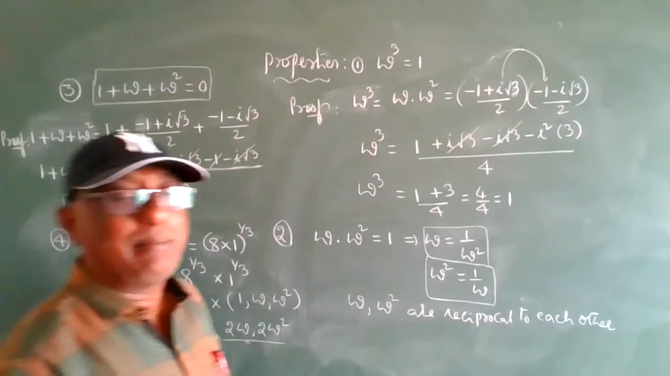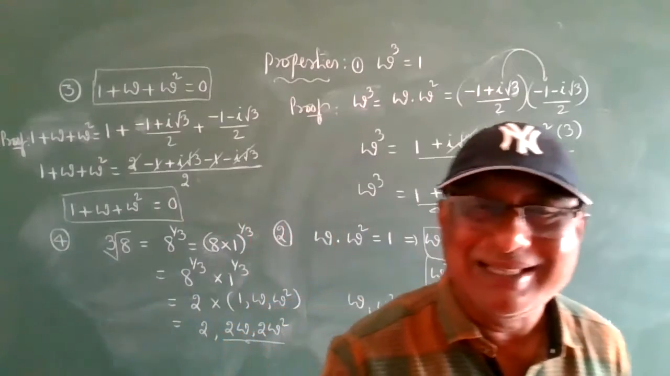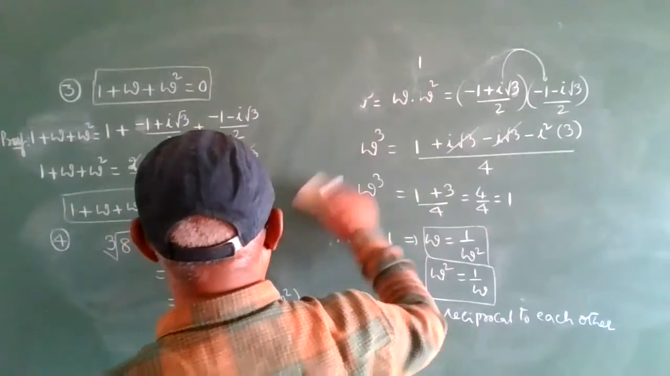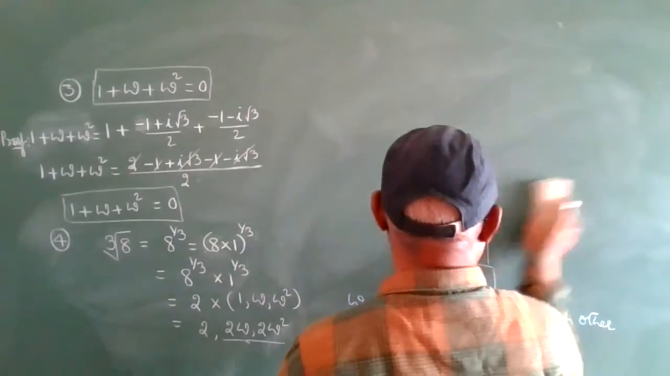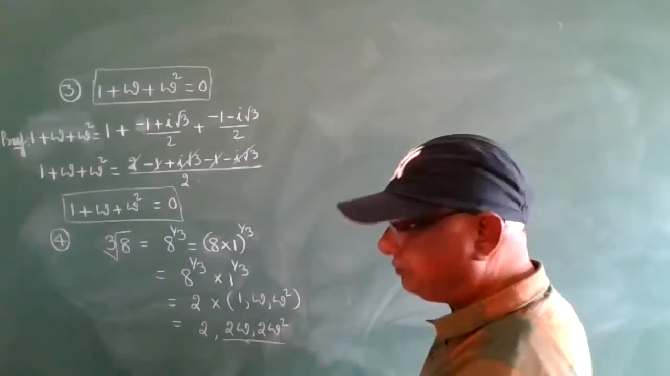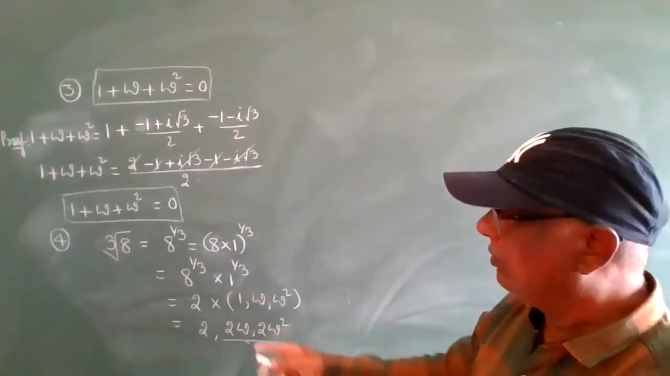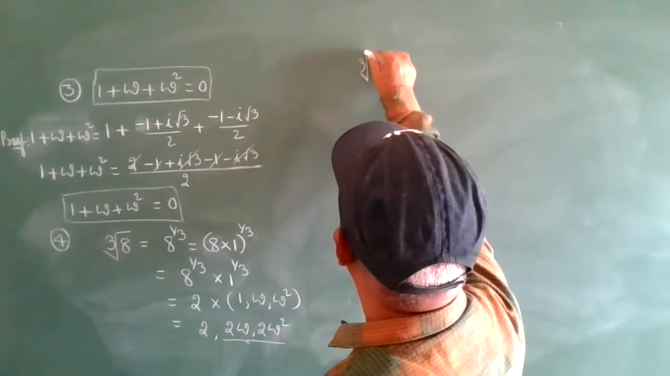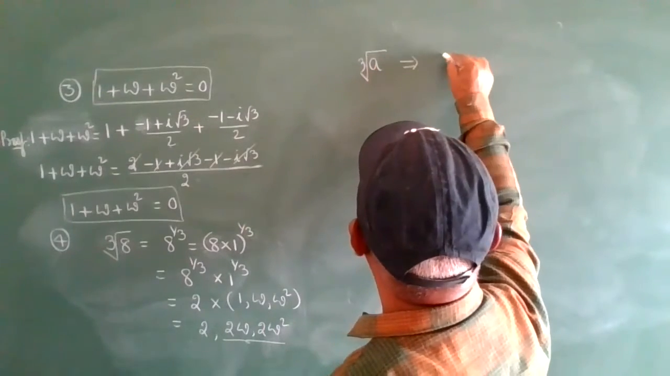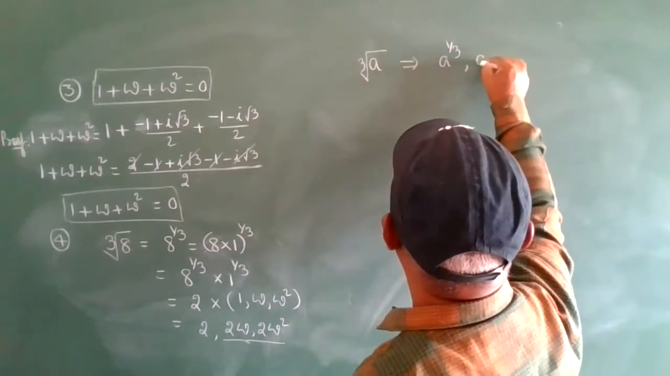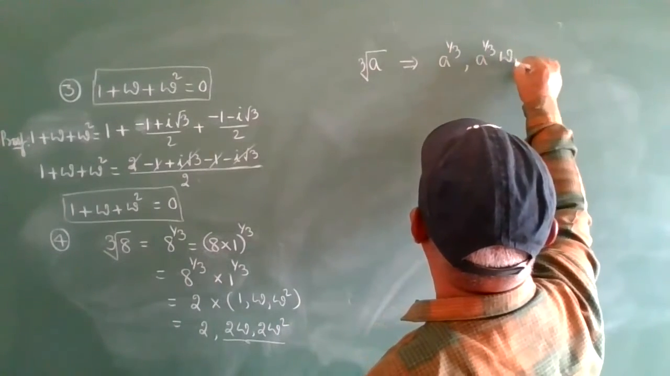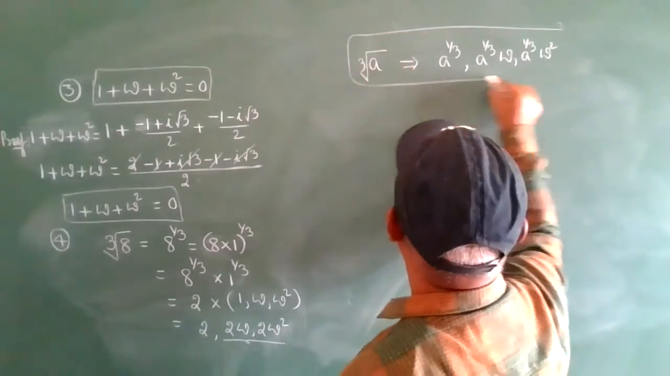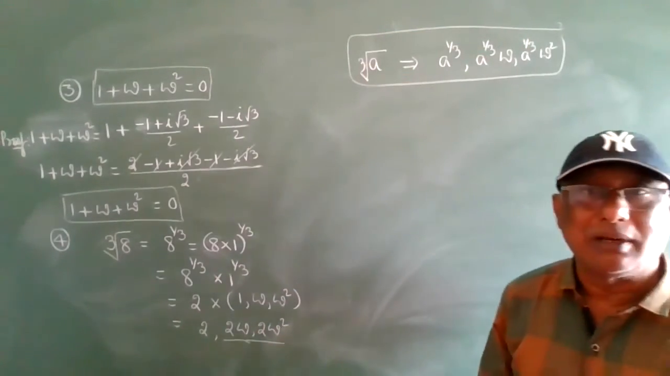So any real number represented in the complex number is in this form only. What is the point? The cube root of any real number a should be represented in the complex number as a to the power of 1 by 3, a to the power of 1 by 3 omega, a to the power of 1 by 3 omega square. This is one more point. The fourth point is completed.